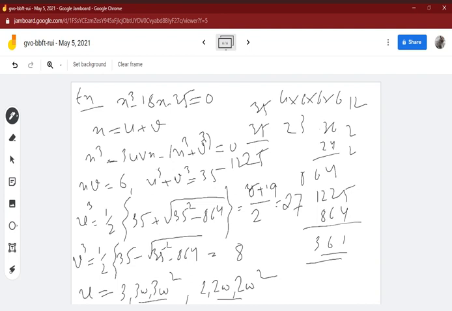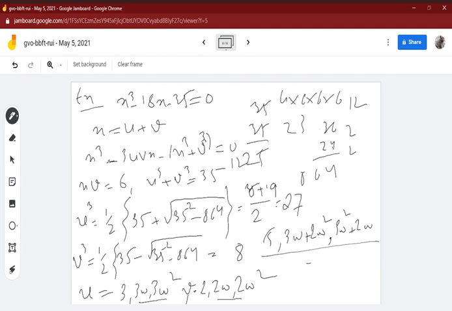So these are the solutions of u and v. If you put x is equal to u plus v, then that is the root of the given equation. Is that clear? So the roots of the equation are, first, 2 plus 3 is 5, comma, second is 3 omega plus 2 omega square, comma, and third one is 3 omega square plus 2 omega. So these are the roots of the given equation. Is that clear?